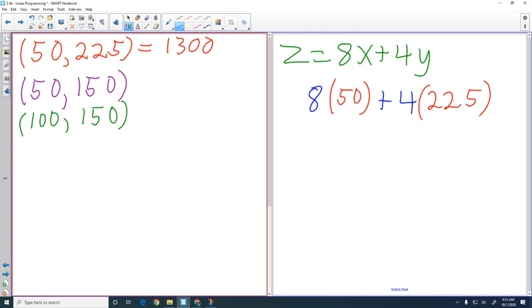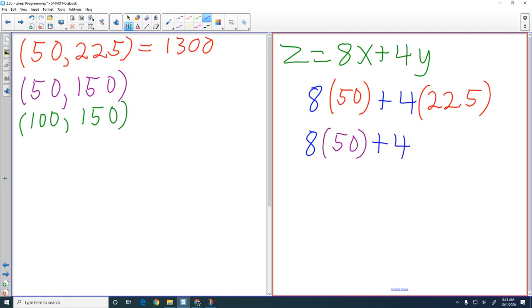All right, now let's test the second critical point, that 50, 150. So I'm plugging these into my z function. 8 times 50 plus 4 times that new y coordinate, which is 150.